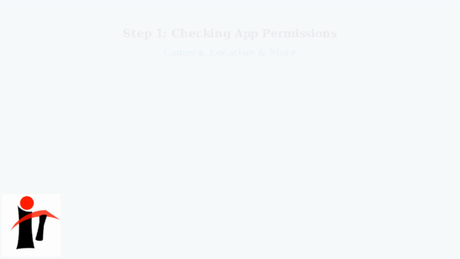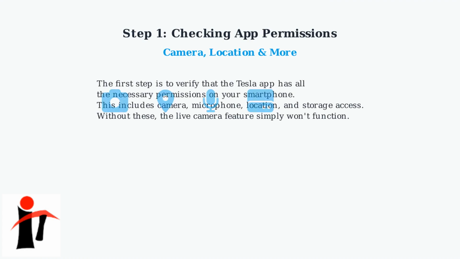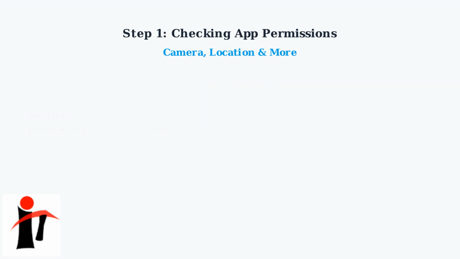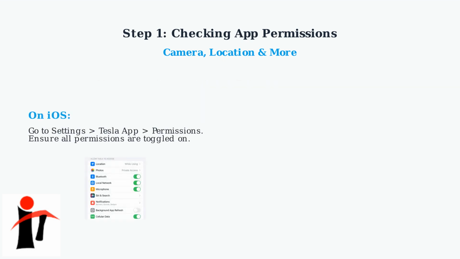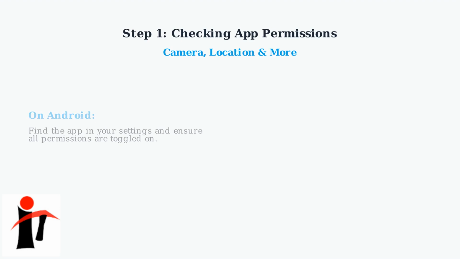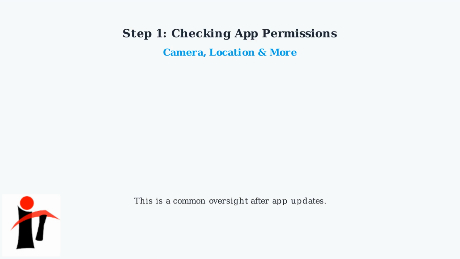Let's dive in. The first step is to verify that the Tesla app has all the necessary permissions on your smartphone. This includes camera, microphone, location, and storage access. Without these, the live camera feature simply won't function. On iOS, go to Settings, then Tesla App, then Permissions. Ensure all permissions are toggled on. On Android, find the app in your settings and ensure all permissions are toggled on. This is a common oversight after app updates.